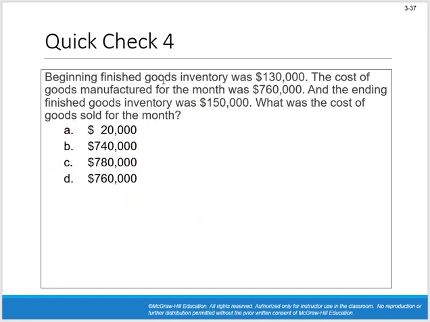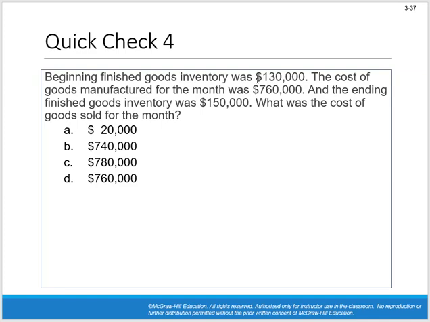Beginning finished goods inventory was 130,000. Then the cost of goods manufactured for the month was 760,000 that we're adding in. And the ending finished goods inventory was 150,000. So what was cost of goods sold?